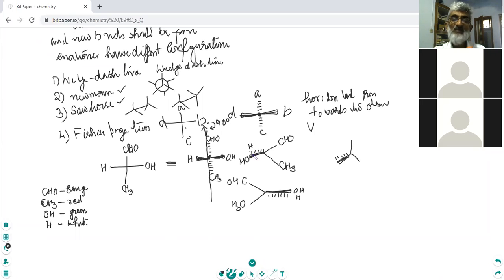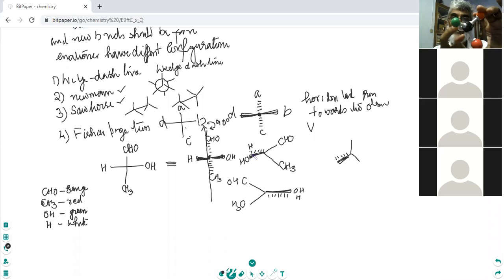OH on this side has moved to this side. But still it is towards you. It has changed the side only. See here. It is towards you. And hydrogen, which was there in the front, has gone backside. Hydrogen is away from you, OH is towards you. That is what I have drawn here. I don't know whether you are seeing this figure or this figure. Is it clear?